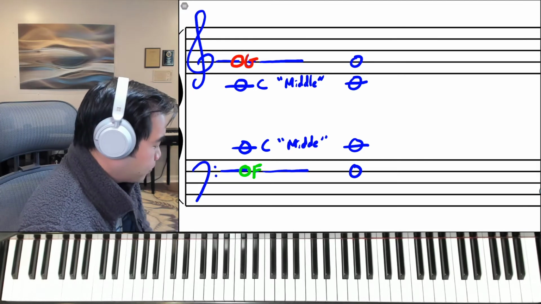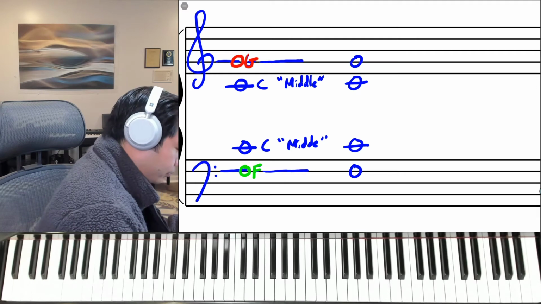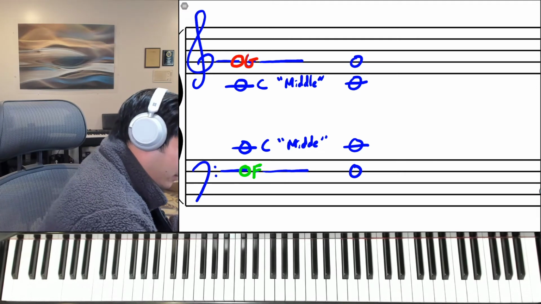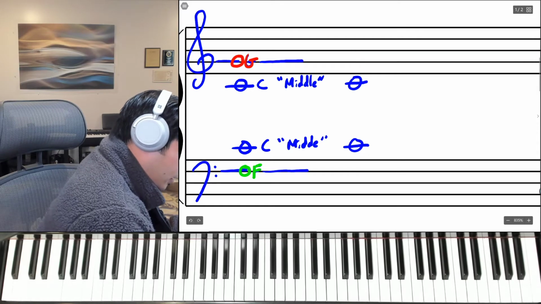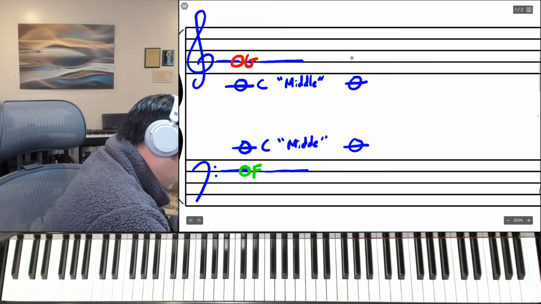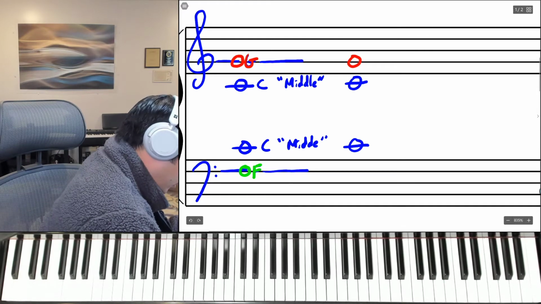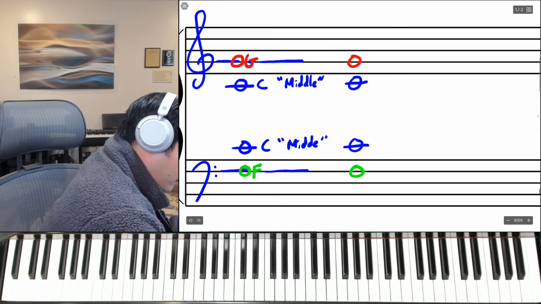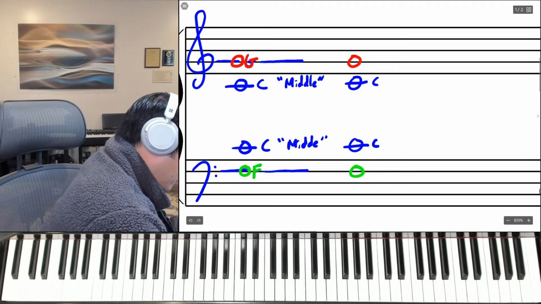Okay. We continue. Now there's a nice pattern that begins to form. So let me show you what this pattern looks like. So this is the note G. This is the note F. Okay, this is C. Right?